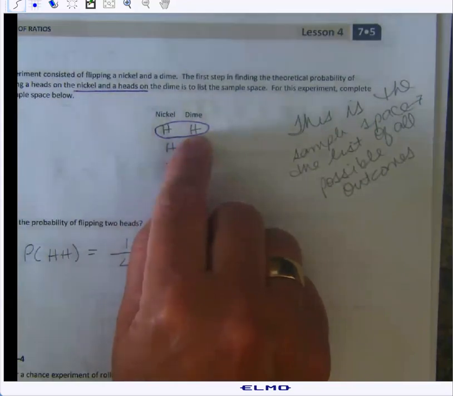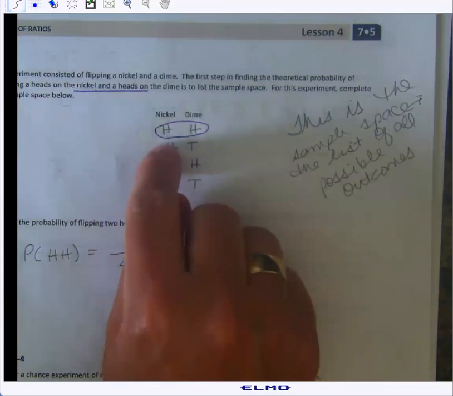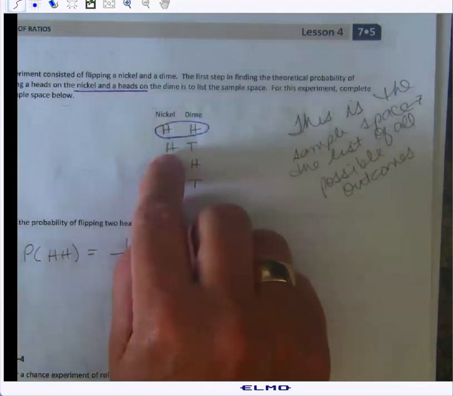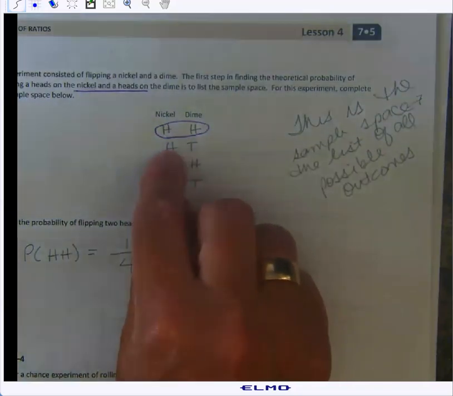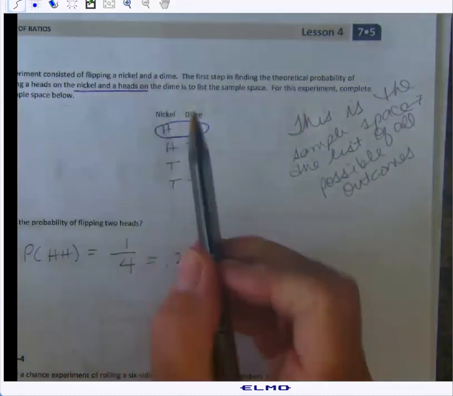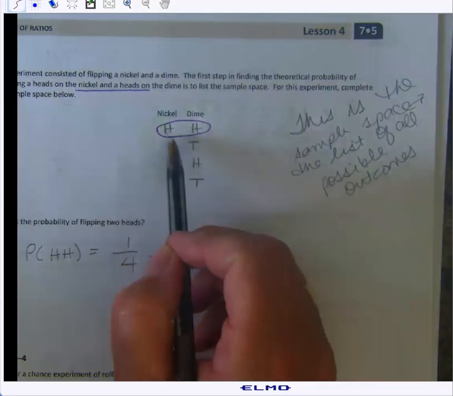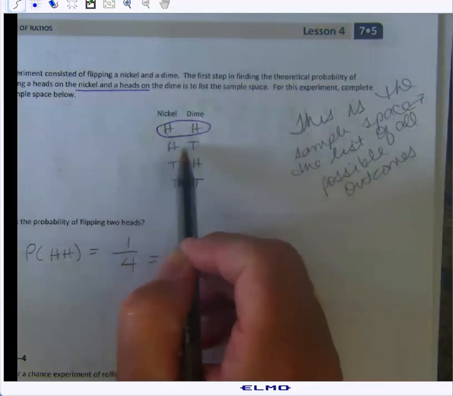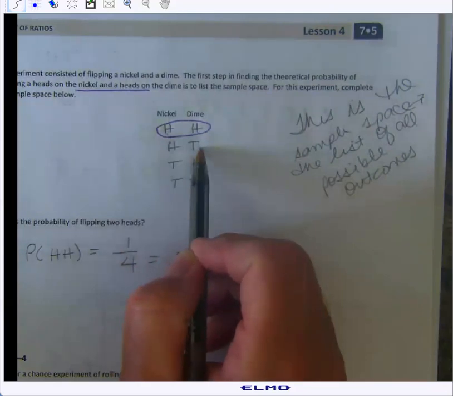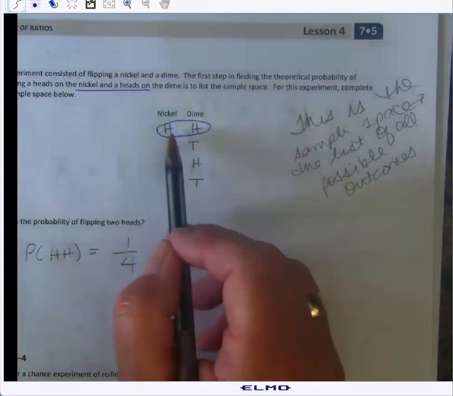Now, is there any other way that could have happened? If the nickel landed on heads, stay with the nickel landing on heads for now. Just work your way through the only things that could happen if the nickel landed on heads. Well, the other thing that could happen is that the dime lands on tails. So this is kind of the language. If the nickel lands on heads, the dime could land on heads. However, if the nickel lands on heads, the dime could land on tails. Is there any other way for this to happen if the nickel lands on heads? No, we're done with the nickel landing on heads.